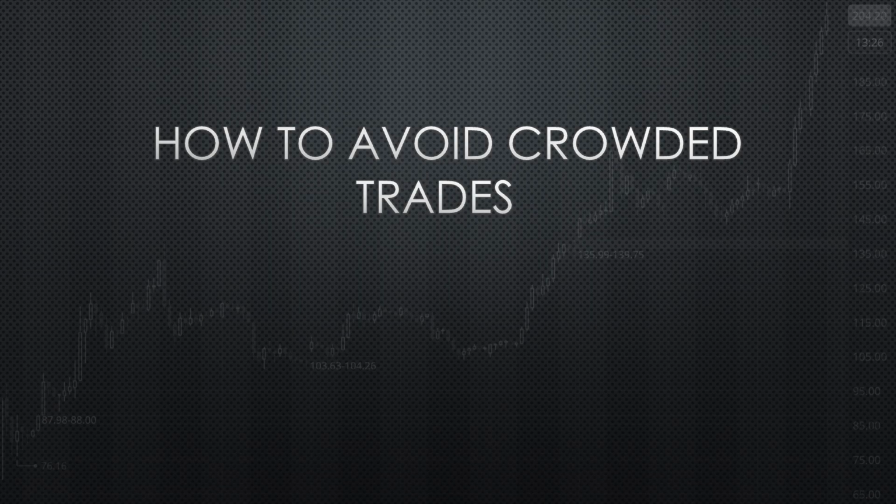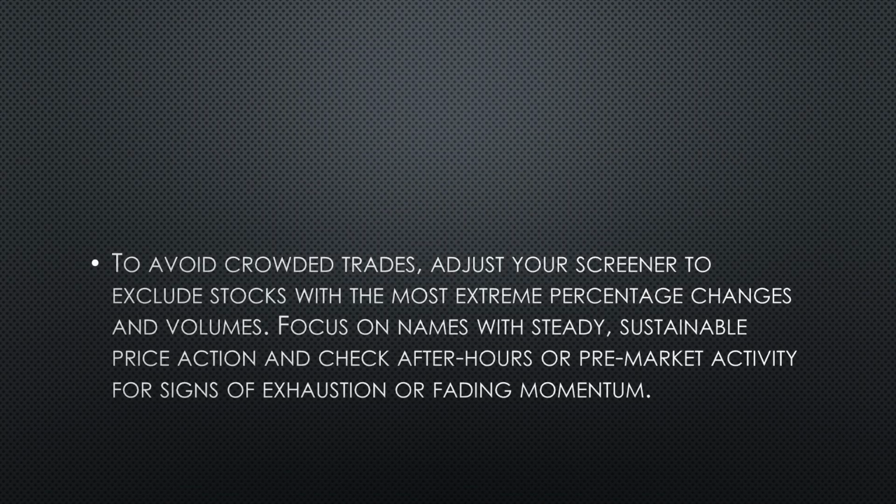How to avoid crowded trades. To avoid crowded trades, adjust your screener to exclude stocks with the most extreme percentage changes and volumes. Focus on the names with steady and sustainable price action, and check after-hours and pre-market action for signs of exhaustion or fading momentum. It's better to catch a trend early or in the middle rather than chasing the top of a crowded move. Use your filters and watch for signs that the run is over or losing steam.